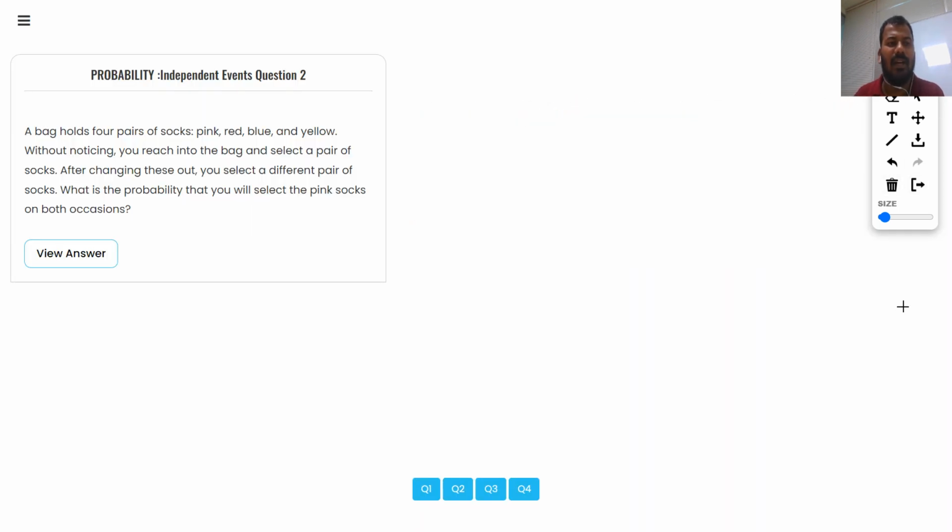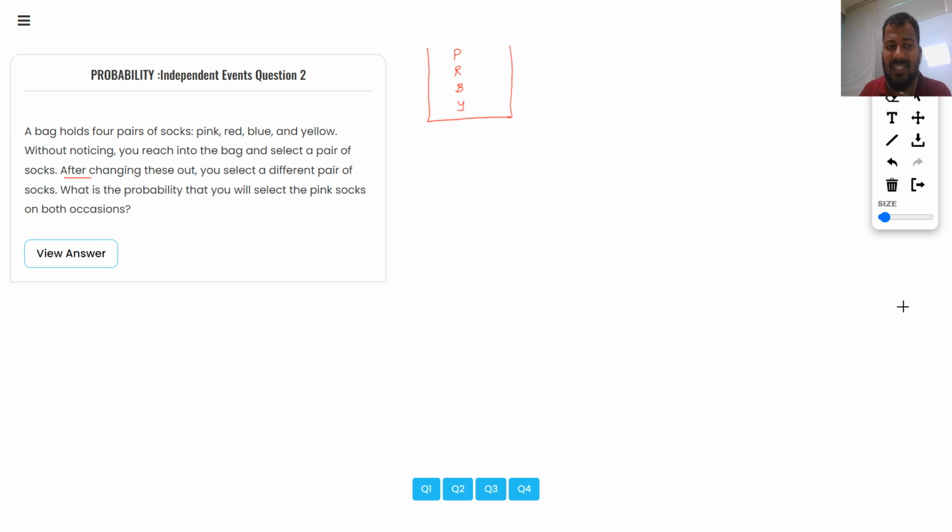Question number 2. A bag holds 4 pairs of socks: pink, red, blue and yellow. Let me draw a bag here, which has pink, red, blue and yellow. Without noticing, you reach into the bag and select a pair of socks. After changing this out, you select a different pair of socks. What is the probability that you will select the pink socks on both occasions? So you have to select pink socks on both occasions.